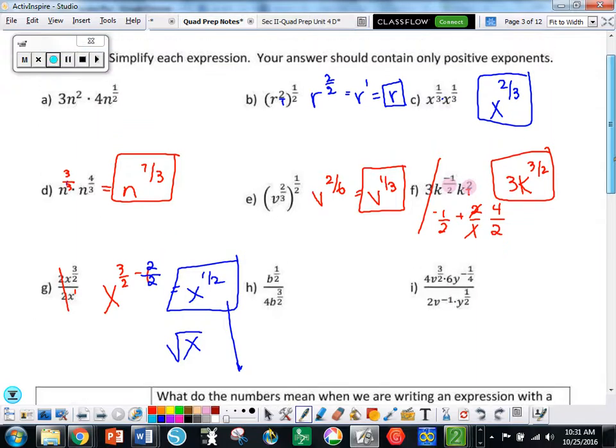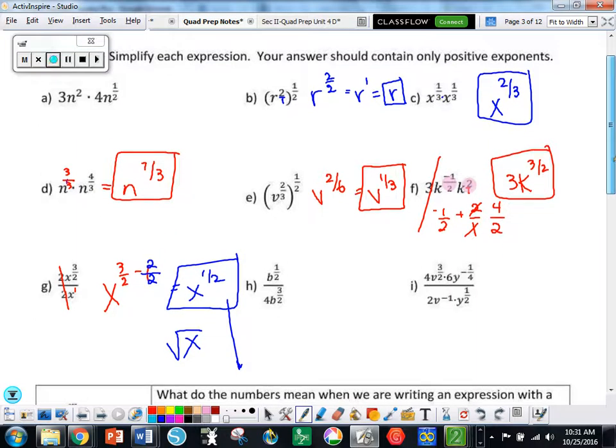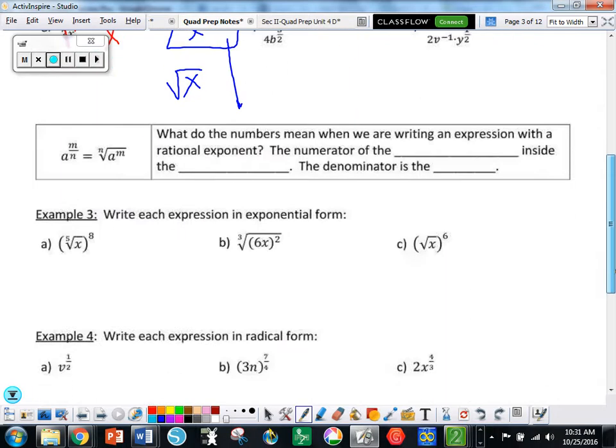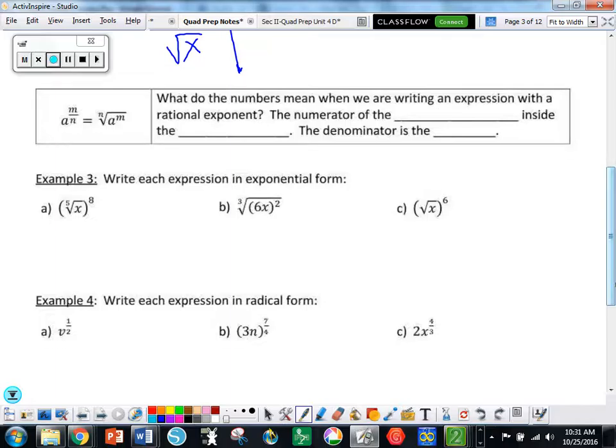So yes, this section's harder, but the reason it's harder is because you don't know what these add to easily, or what those multiply to easily. These fractions aren't part of your memory base, like whole numbers are. Okay, one last thing and then we're done. So if I have a fractional exponent, that is the same thing as writing it as a radical.